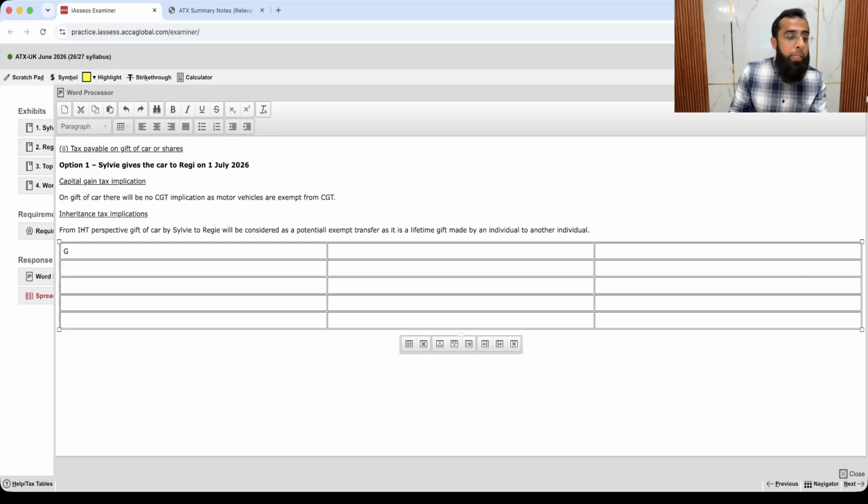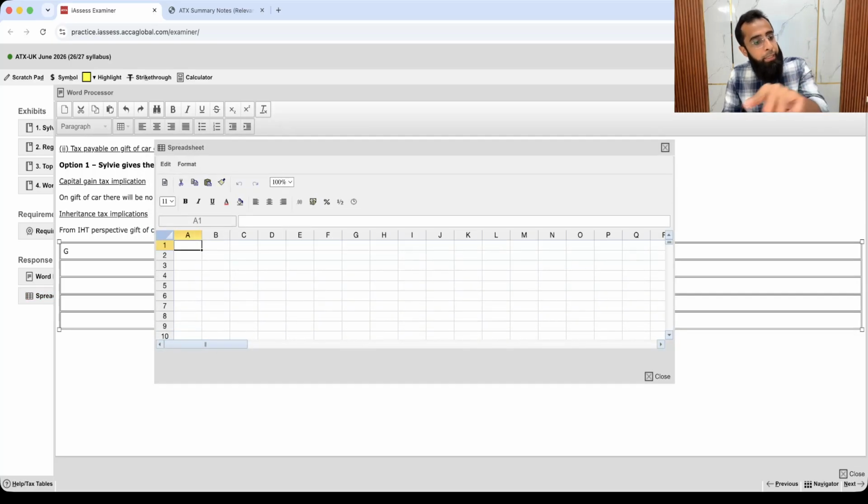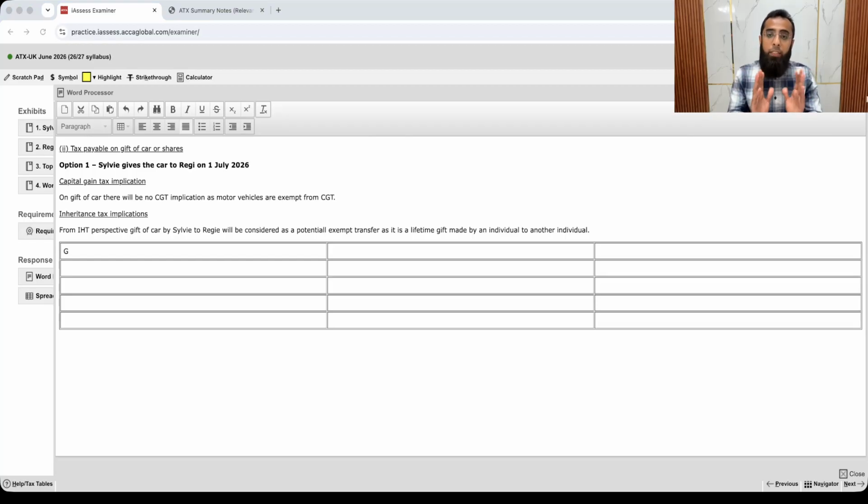If you want, you can do these workings in a spreadsheet also. That's completely acceptable. If you are doing it in a spreadsheet, you will just write refer working in spreadsheet. I am more comfortable solving the entire answer on a single screen, so I follow that. But it's completely up to you. There is no pressure. The examiner gives you that liberty. So I'm solving it in the word processor by using this table function. Gift of car on 1st July 2026, so it is tax year 26-27. Value of transfer. What is the value of the car?